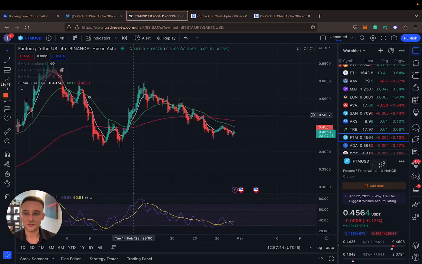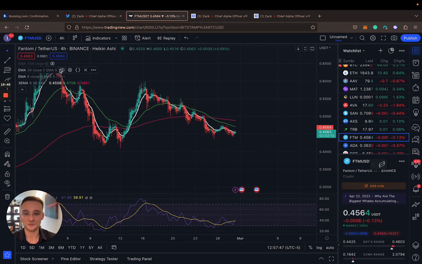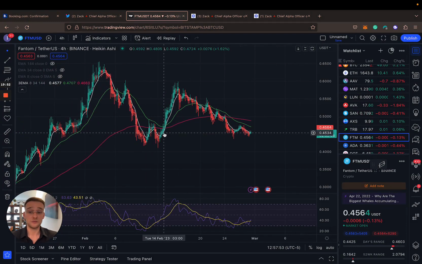We can even double check that this fully aligns with my other EMA calculations, perfectly aligns as you can see on the color combination, and voila, this is how you set up the 34 EMA, the 8 EMA, and the 144 EMA moving average strategy.